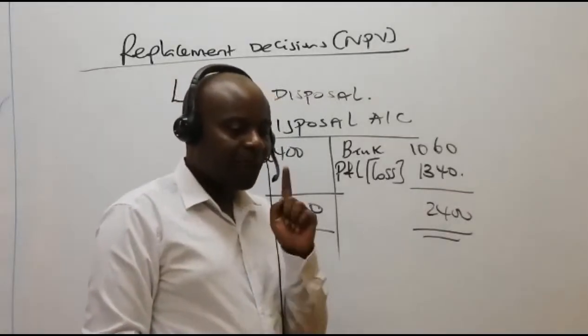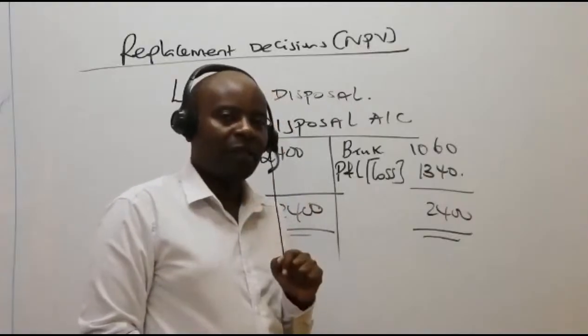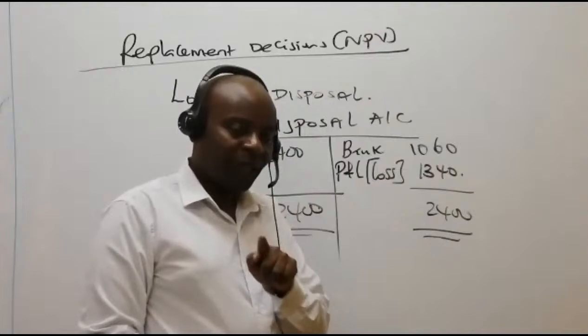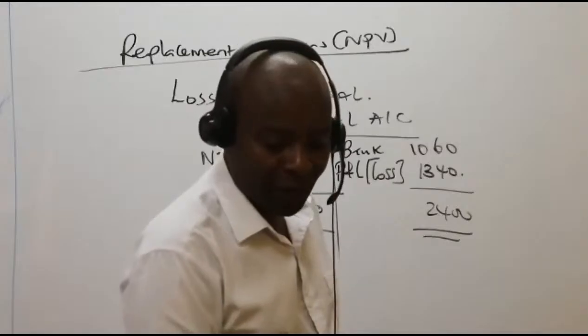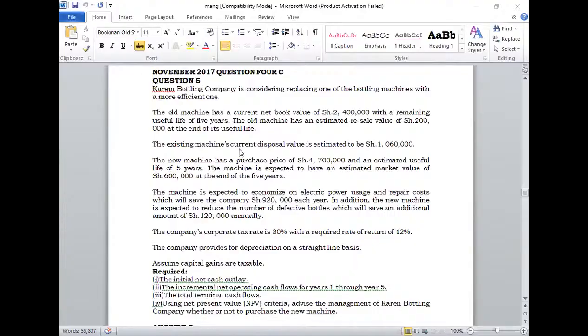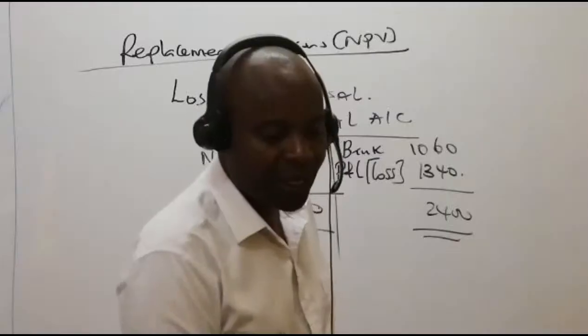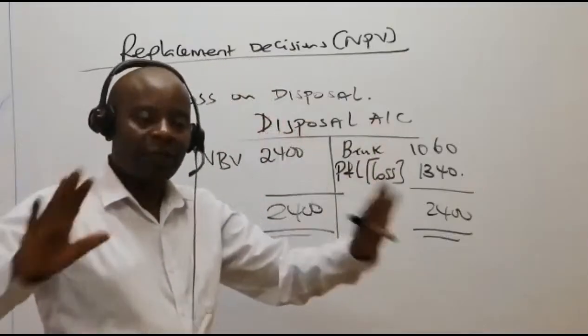Nelly takes the proceeds. Disposal proceeds are not the same as scrap value. The examiner will always tell you the disposal proceeds. Those are two different things. So ladies and gentlemen, you can see the existing machine's current disposal value is 1060. The 200,000 is a resale value should we consider going to the end of the useful life. So this is quite important for me. So in this case here, we have a loss of 1340. That is very important.